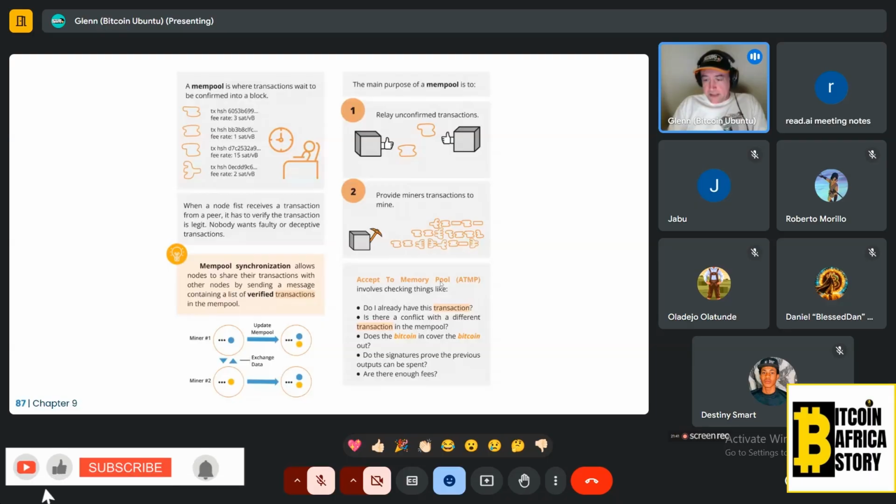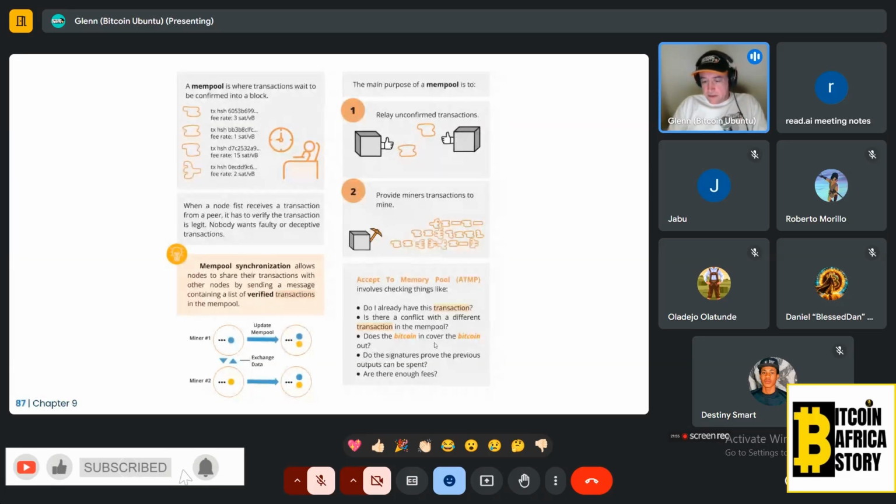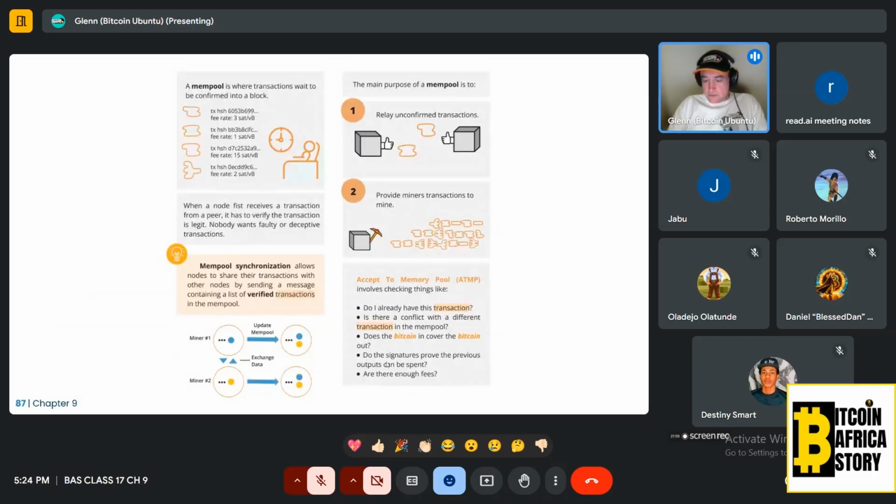Access to memory pool, ATMP, involves checking things like, do I already have this transaction? Is there a conflict with a different transaction in the mempool? Did the Bitcoin in cover the Bitcoin out? Do the signatures prove the previous outputs can be spent? And are there enough fees?